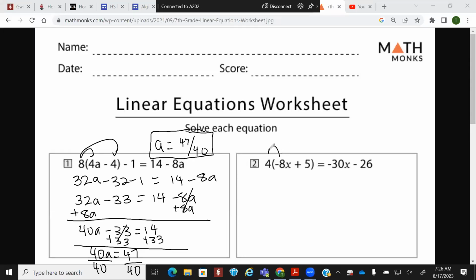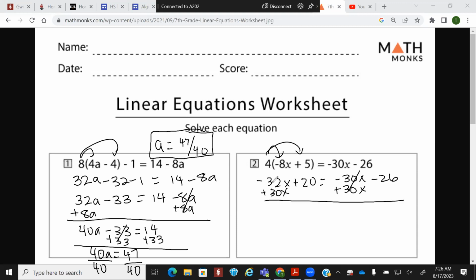So we're going to multiply this guy. So this is going to give me -32x. 4 times 5 is going to give me 20. Again, we want our x's on one side and numbers on the other. So we're going to do the opposite of what the sign is. So this is negative. We're going to move this over here. So that's going to be plus 30. And so that's going to give me -2x plus 20 equals -26.